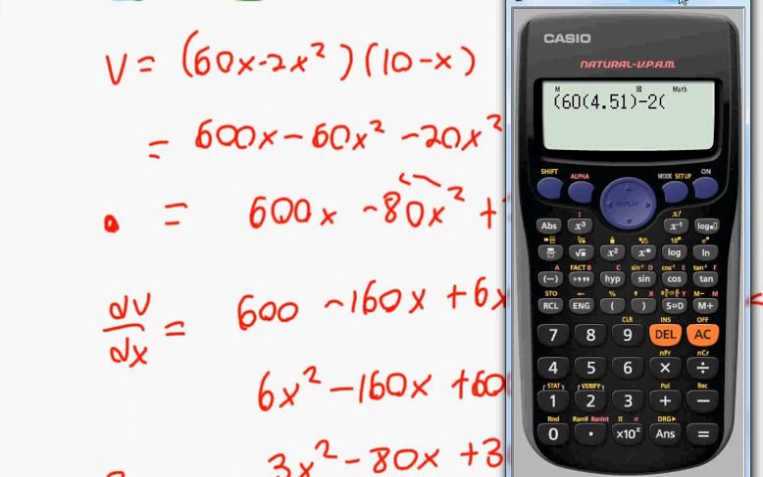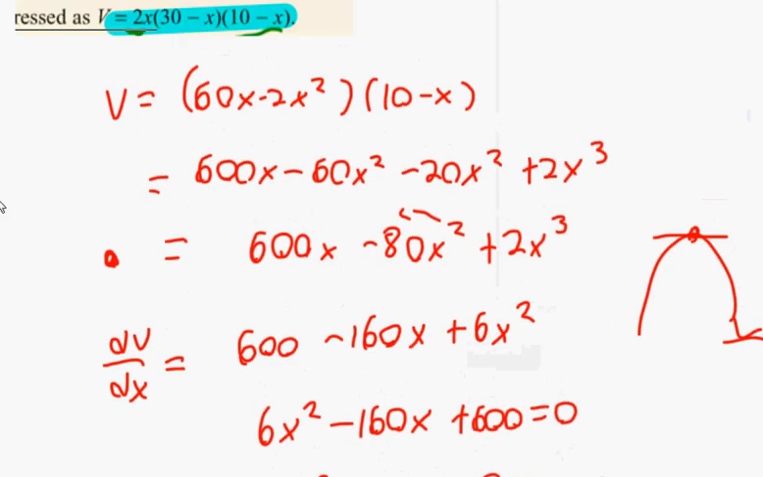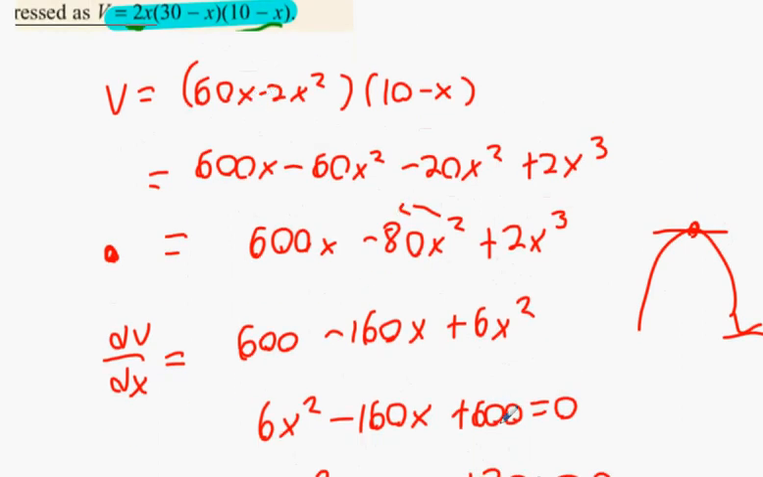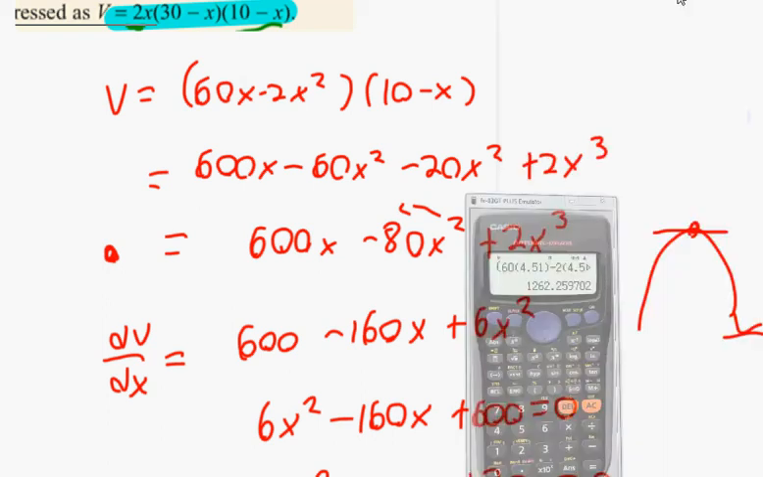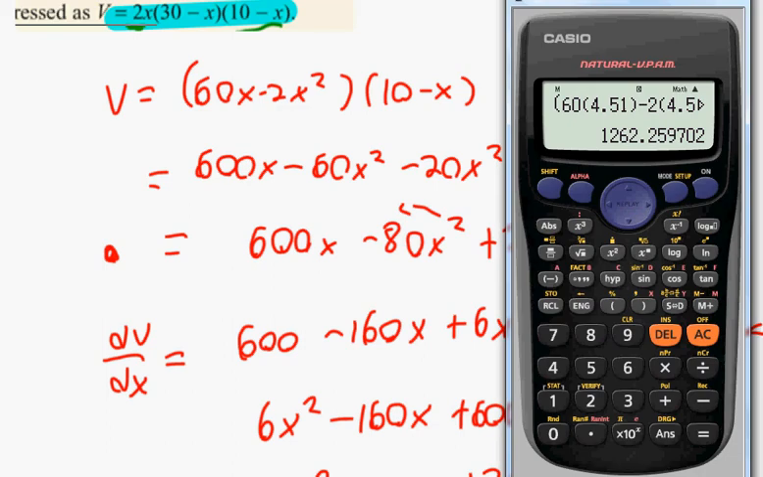Oh dear me, did I forget the x here? Oh no, I multiplied in the x already. Never mind. So minus 2 times 4.51 squared. Okay. Close the bracket again. Then 10 take away 4.51. Okay. Let's see what our answer is. 1,262.26.